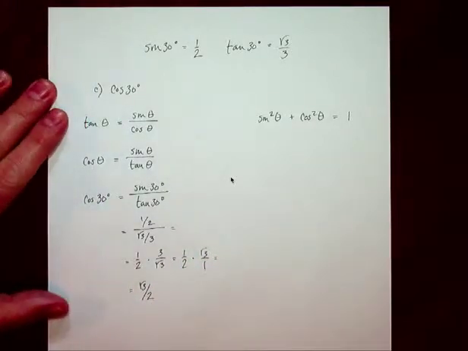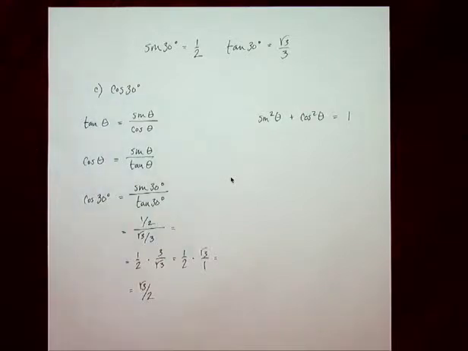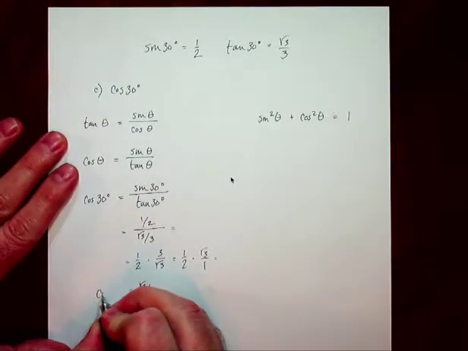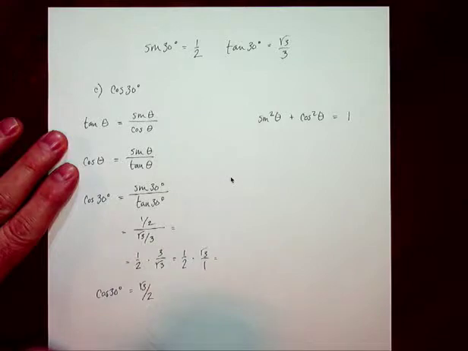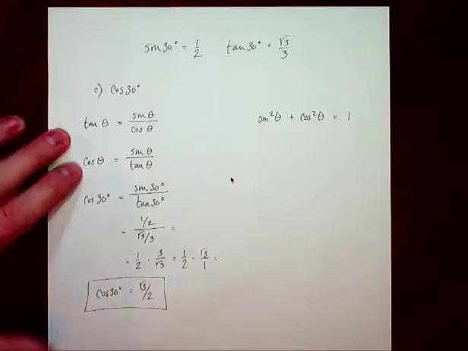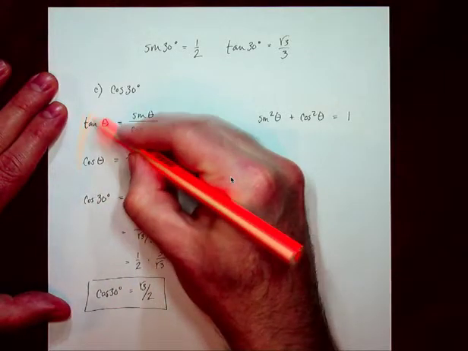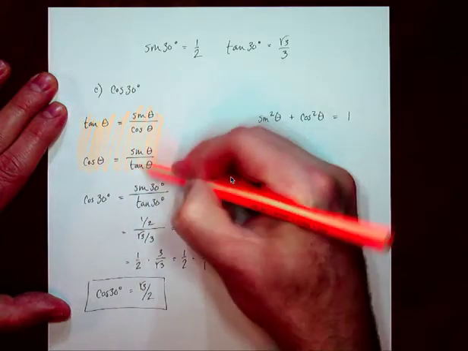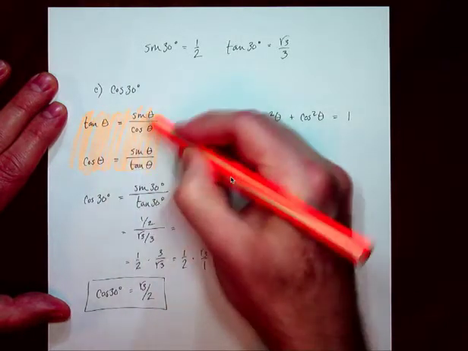And of course we could have gotten that just by remembering our unit circle values, but what would be the fun in that? Okay, we instead used these identities to determine the value.